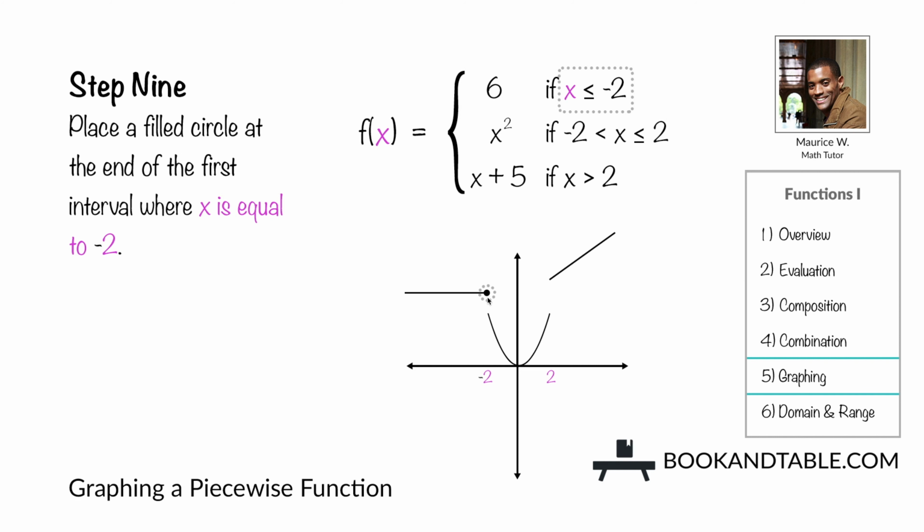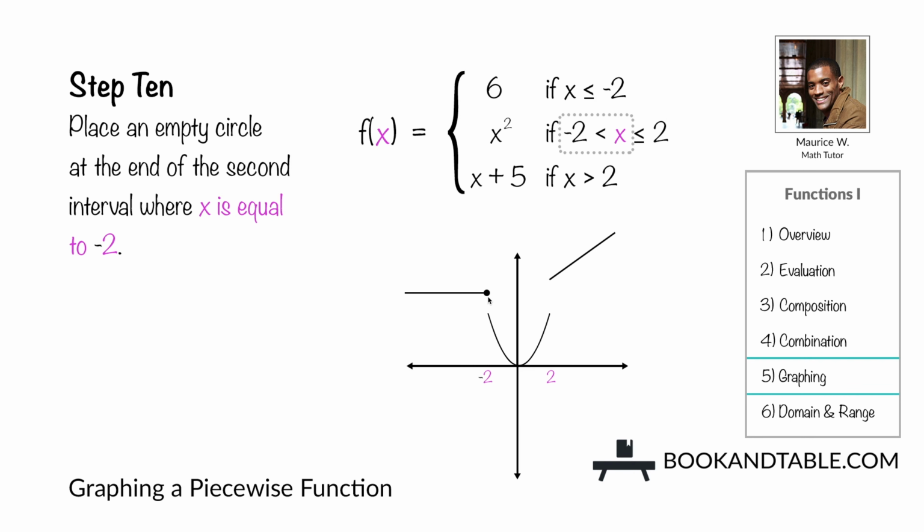So since this one is filled, that means for step 10, we want to place an empty circle at the end of the second interval where x is equal to -2. So at -2, the function has a value of 6 here, and it does not have a value for the second interval at exactly -2, but it does for each point after that.